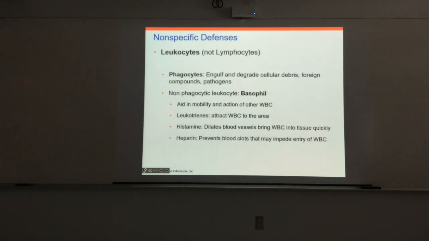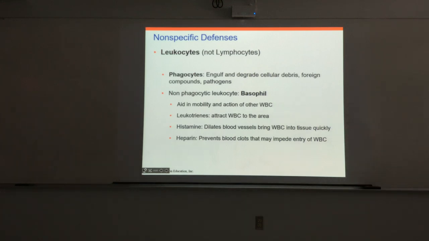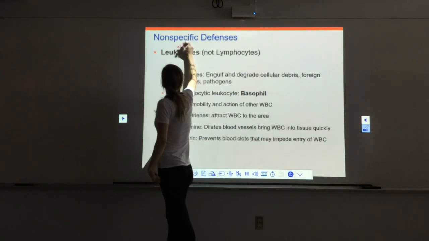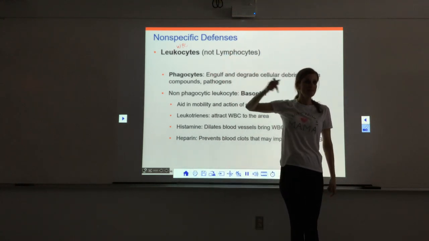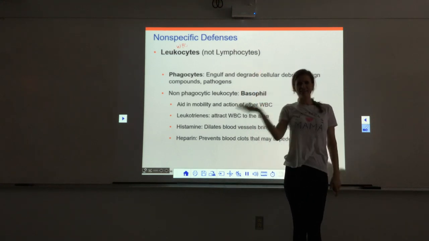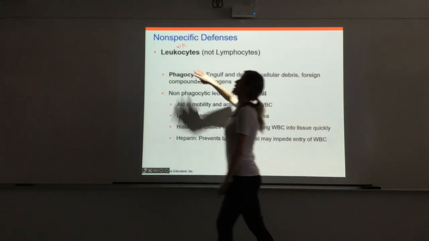So if microbes get past our physical barriers, our next line of nonspecific defense that we depend on would be our leukocytes. What does leukocyte mean? White blood cells, right? So we would depend on our white blood cells except for our lymphocytes. And remember, our B cells and our T cells are specific defense. Okay, so we're not talking about those. The NK cells we'll talk about later in something called immunological surveillance. So here we're just talking about our other leukocytes.